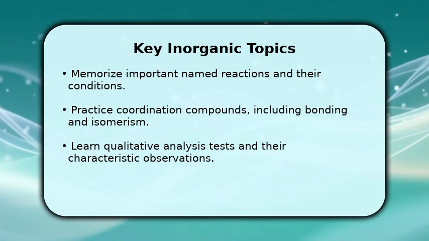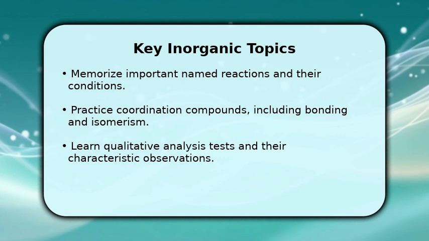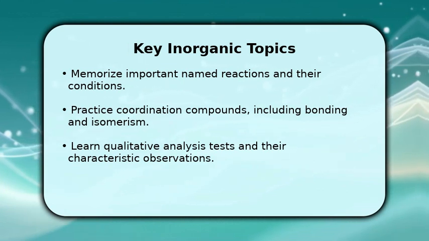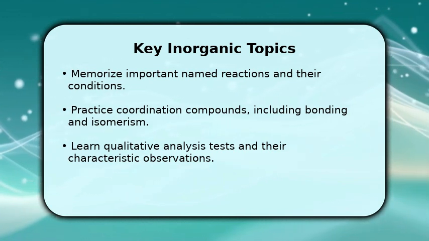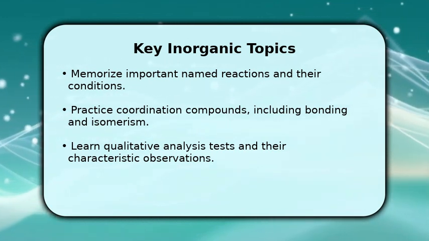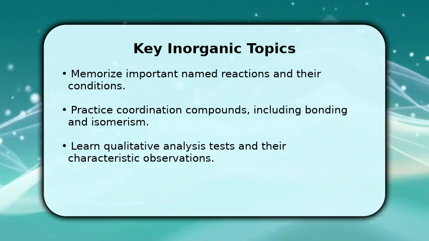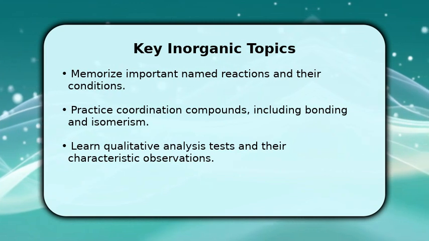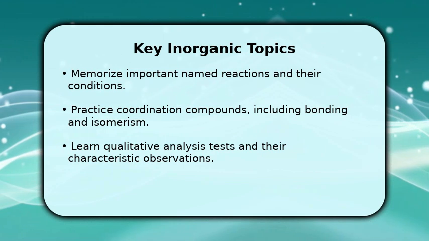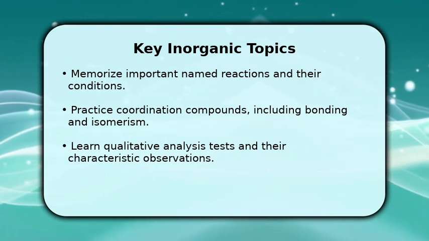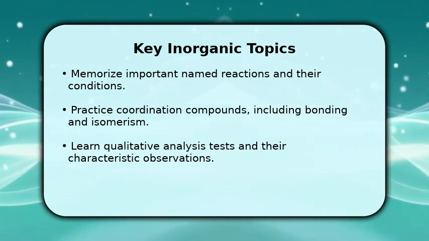Moving on, focus intensely on key areas. Memorize all important named reactions, understanding their specific conditions and products. Dedicate ample time to coordination compounds, covering Werner's theory, VBT, CFT, and various types of isomerism. Additionally, thoroughly learn qualitative analysis, including the colors of precipitates and gas evolutions, as these are frequently tested. Consistent practice in these areas is crucial for scoring well.